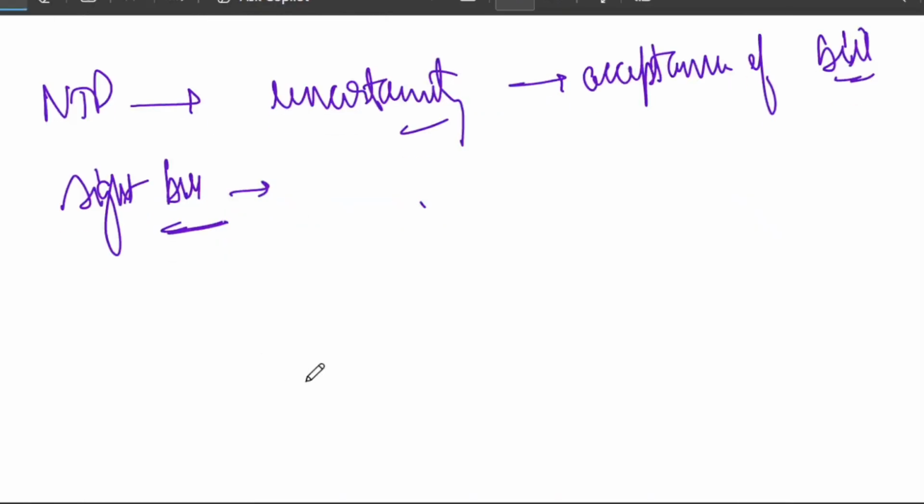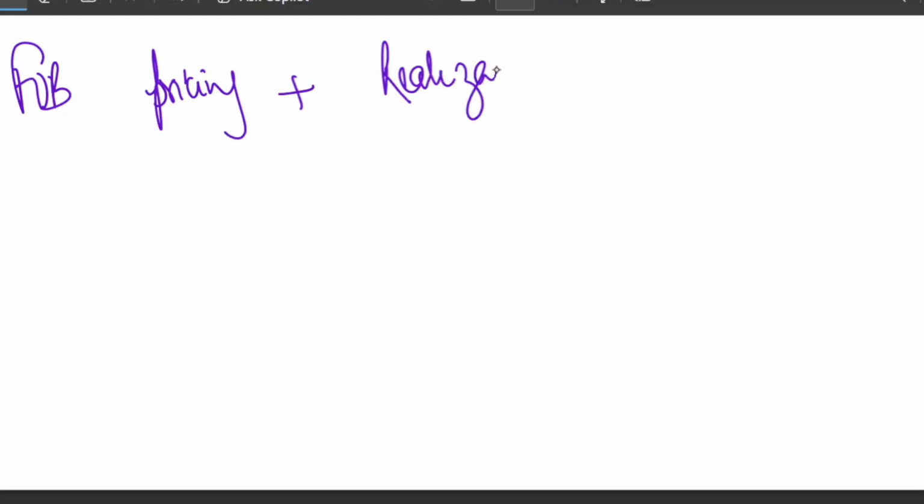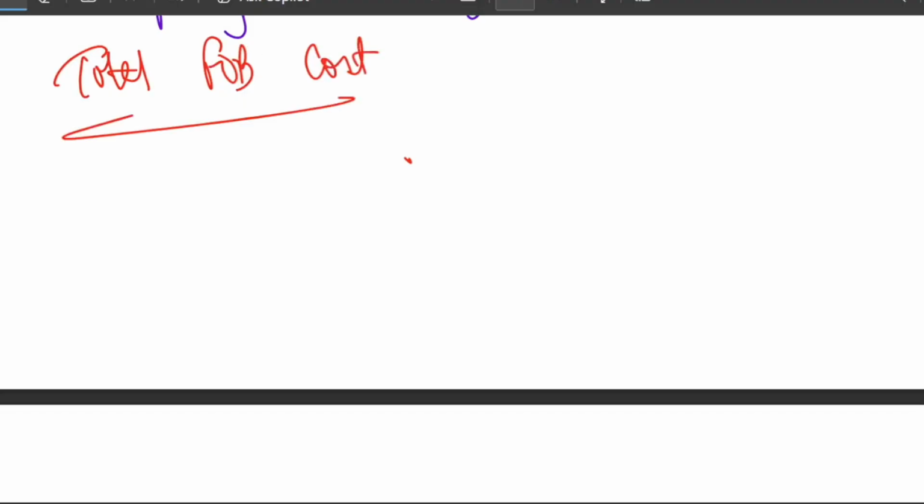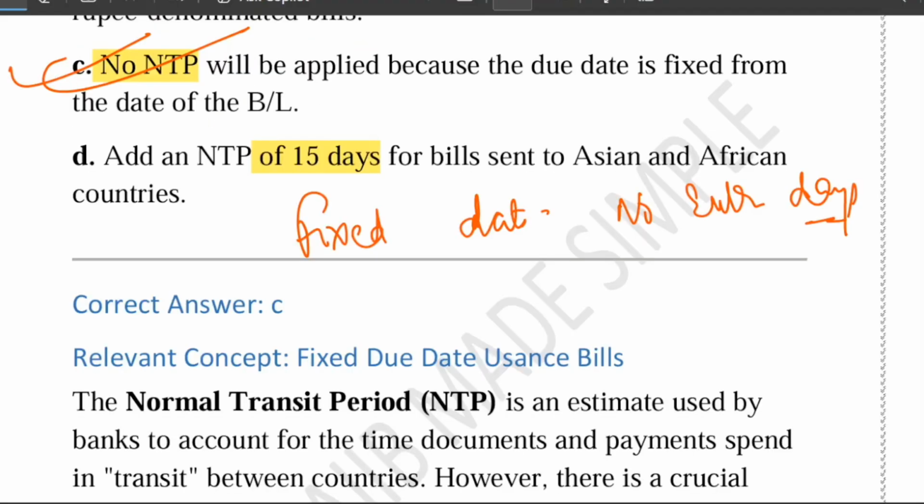So basically, in a nutshell, this question pertains to FOB pricing, free on board pricing, plus realizable value. Let's understand. This is super important for the examination. So let's talk about FOB pricing calculation. How do you go about computing the FOB pricing? The first thing we need to do is compute the total FOB cost, that is, free on board cost.